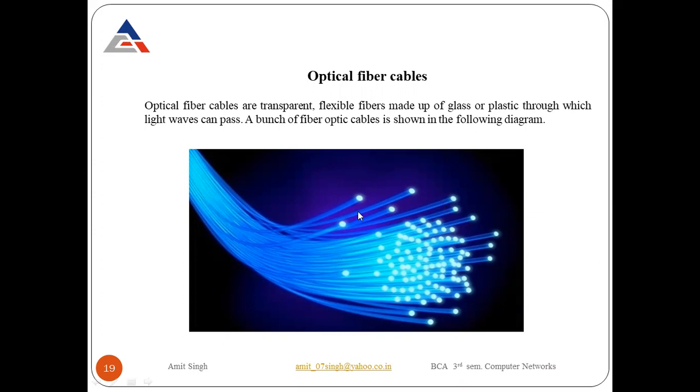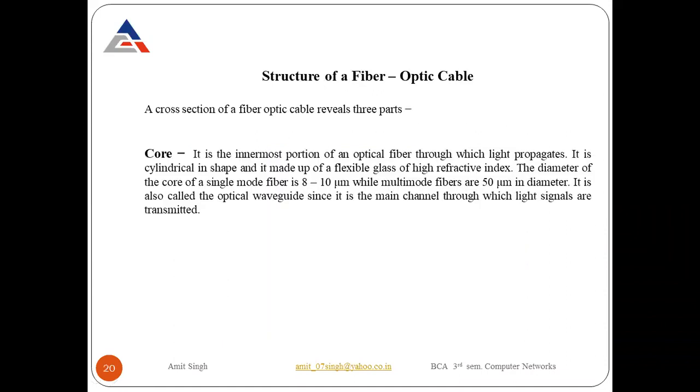Now look at the diagram. These are a bunch of optical fibers. What does optical fiber mean? It is transparent, and it is made up of either glass or plastic, and the data can be traveled in the form of light. It is called optical fiber. Currently, all the internet service providers are using optical fiber cable for transmitting the data, because the speed is very high. Clear? Now we can discuss the structure of the fiber optic cable.